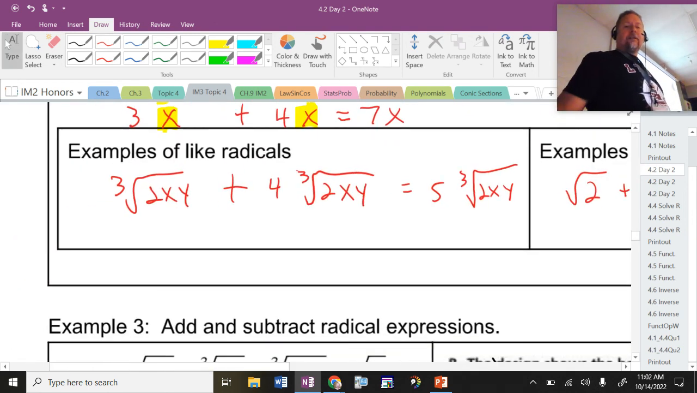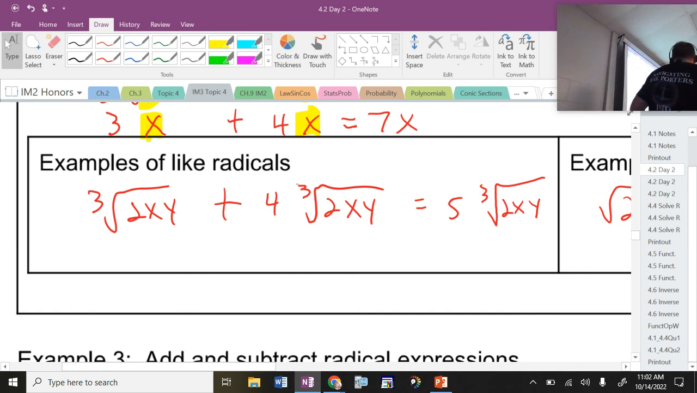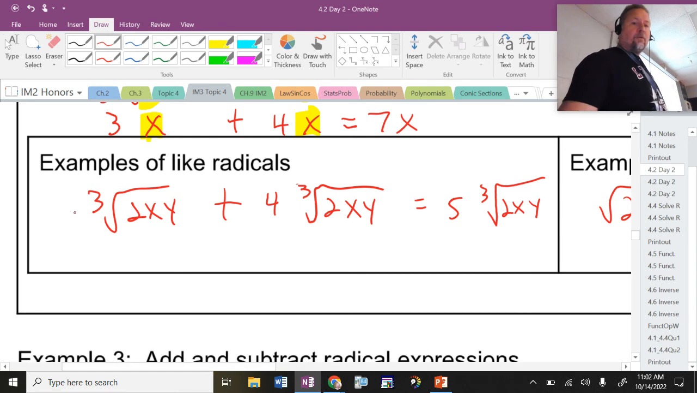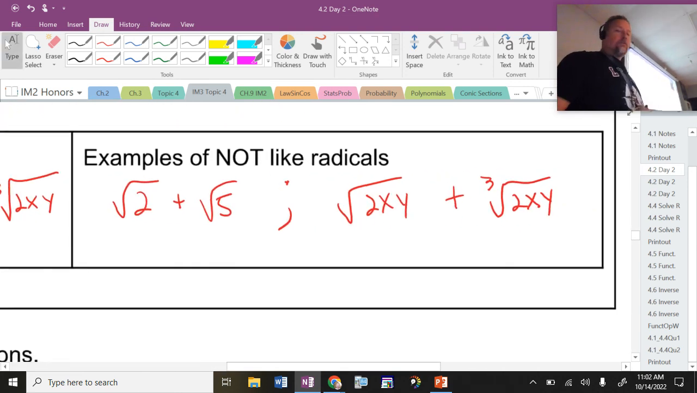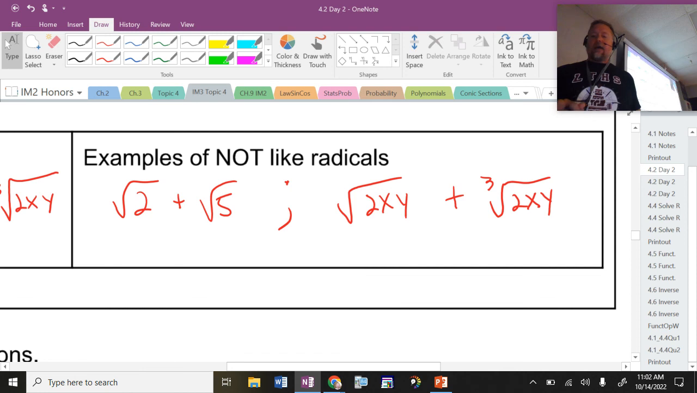So on the bottom, I did get a complicated one. Here's an example of like radicals. Cube root of 2xy, nothing comes out, plus 4 times the same cube root of 2xy. That's now 5 of those cube root 2xy's because there's a 1 in front of this. 1 plus 4 is 5. And then an example of not like radicals. Root 2 plus root 5, I get goofballs saying that's root 7. That doesn't happen. And then if you don't have the same index, then those cannot be like radicals. So just have that in mind as well.